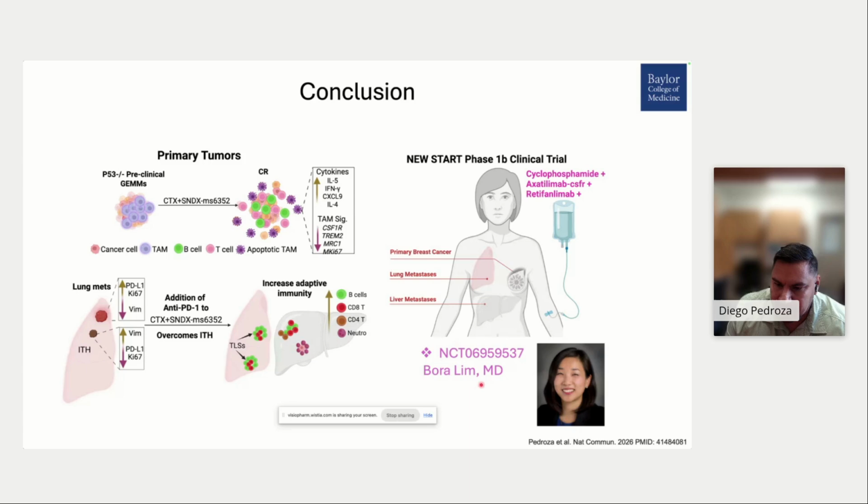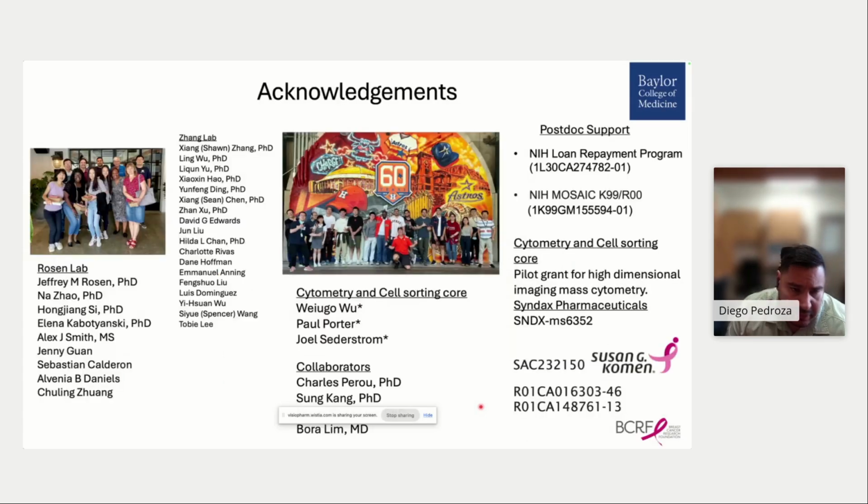And this is being done at MD Anderson by Dr. Bora Lim. And so we're actually now in the process of collecting both plasma samples to do the cytokine analysis, as well as biopsies to do the spatial analysis, which we will do IMC, as well as spatial transcriptomics now.